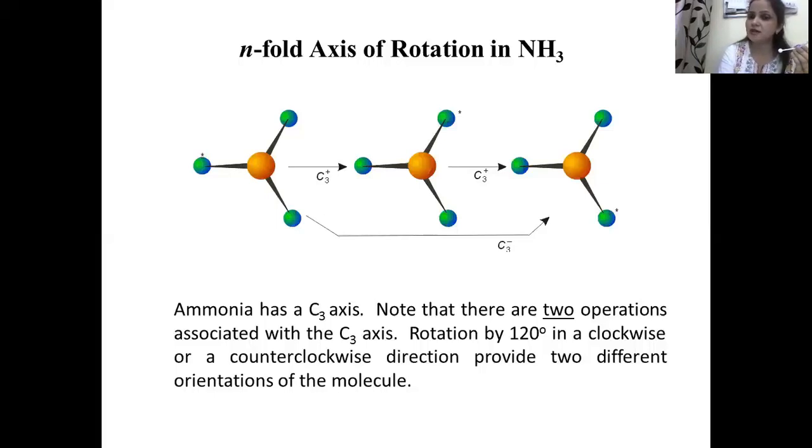N is 3 in the case of the axis passing through the boron, and 180 degrees means C2 is the axis passing through the boron and fluorine atoms. So in this case, the C3 axis will be called the principal axis, and the other rotation axis possible in this molecule is the C2 axis. So this molecule has the principal axis C3 and the C2 axis.